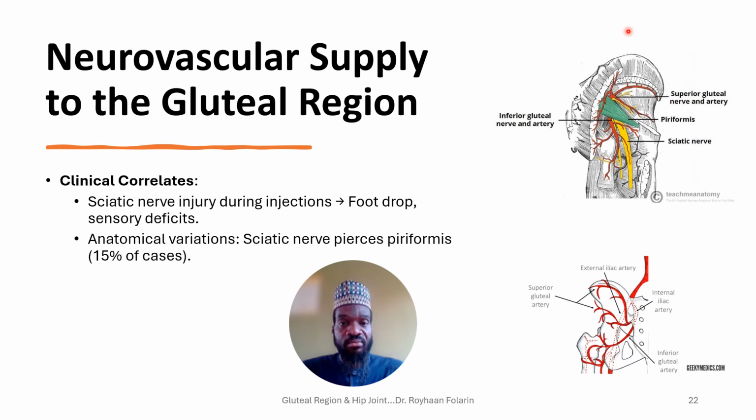Additionally, anatomical variations of the sciatic nerve passing through or above the piriformis can also predispose to piriformis syndrome, like we mentioned earlier. This happens usually in 15% of cases. When the sciatic nerve is injured, it usually results in foot drop. Foot drop is also known as drop foot. It's a condition characterized by the inability of an individual to raise the front part of the foot, which we know as the dorsal part of the foot.